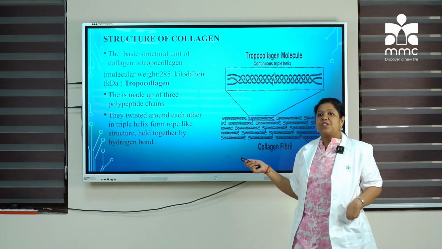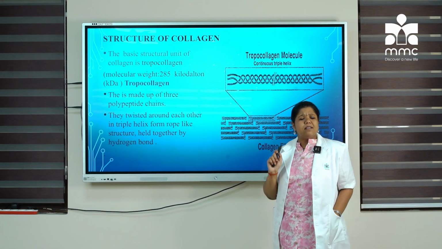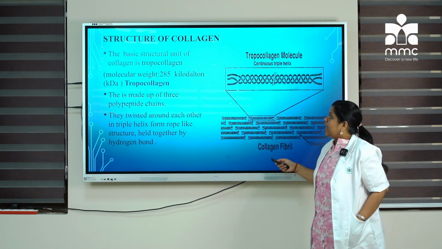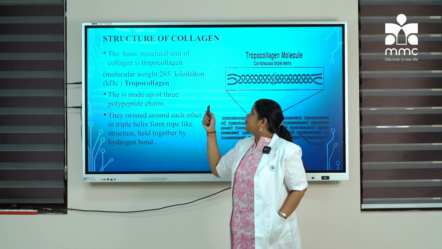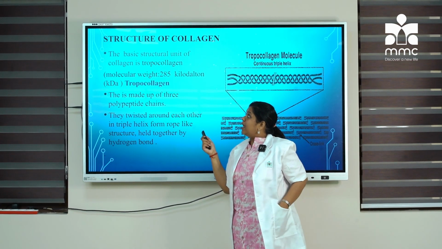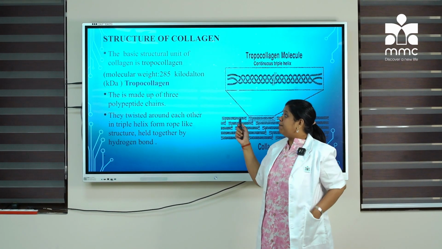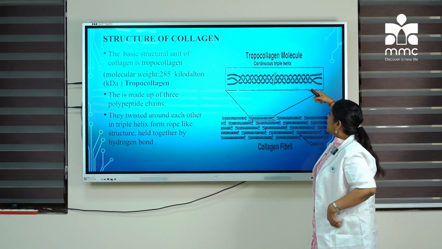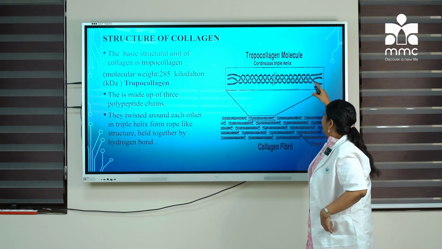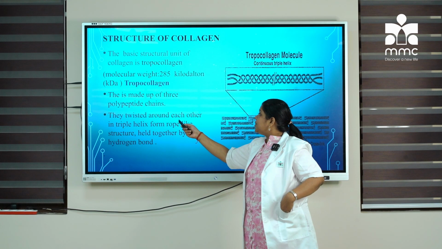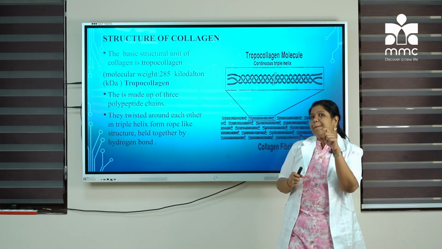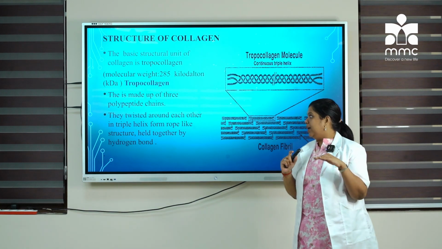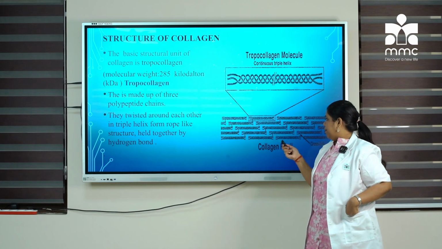Then coming to the structure of collagen. The basic structure of collagen is tropocollagen. This is the tropocollagen. It has a molecular weight of 285 kilodaltons and is made up of 3 polypeptide chains. These 3 polypeptide chains are held together by hydrogen bonds. They are twisted around each other like a triple helix structure. This is the triple helix structure, the rope-like structure held together by hydrogen bonds.